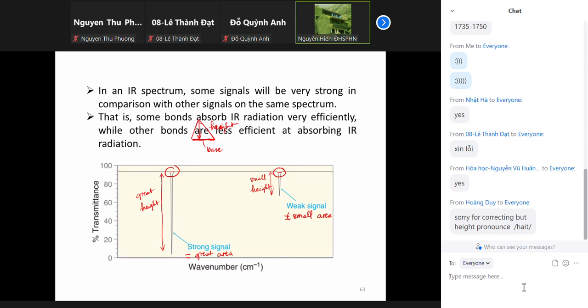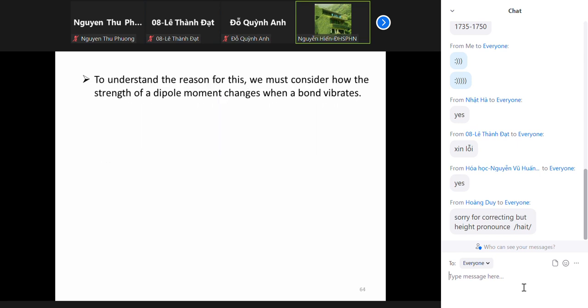So strong signal means that the bond absorbs infrared radiation very efficiently, and weak signal means that the bond will absorb less efficiently at that wave number.